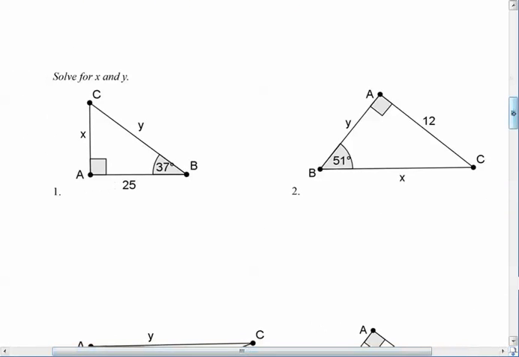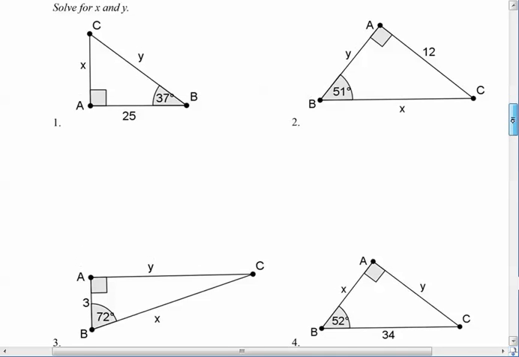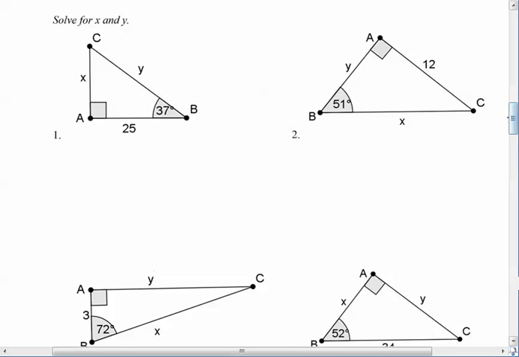All right, now we need an example where we actually do some solving. And this is where you'll need your calculator. So looking at this number 1, triangle ABC, we have 25, 1 side length, and we have 1 angle. We want to find 2 side lengths. Now we can't use Pythagorean, because we do not have 2 sides of the right triangle. What we have is an angle and 1 side. So we are going to use either the sine, the cosine, or the tangent.